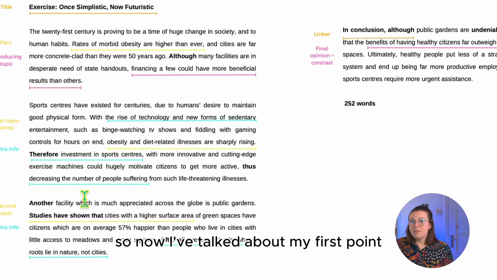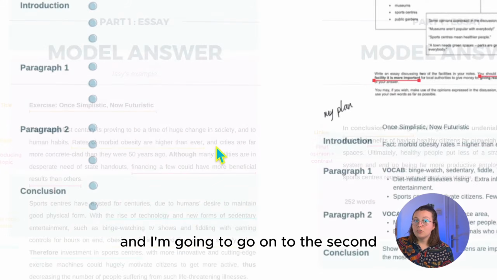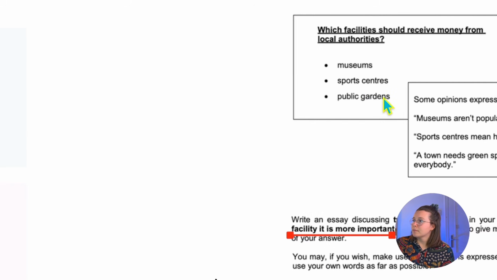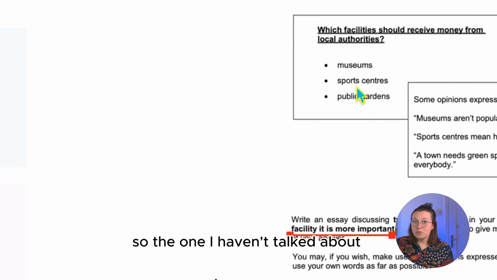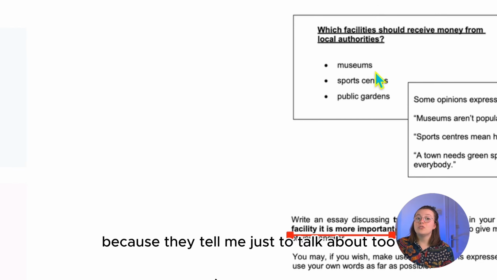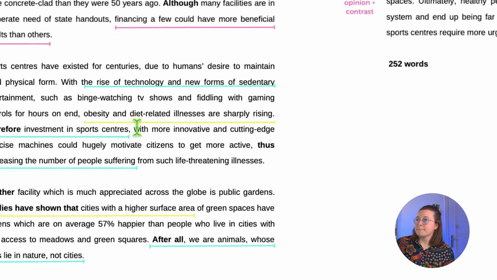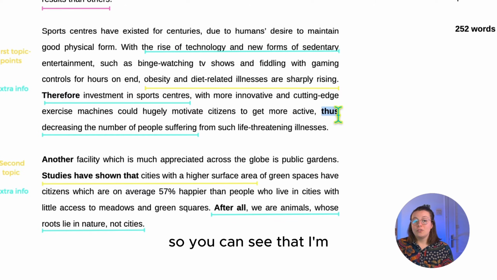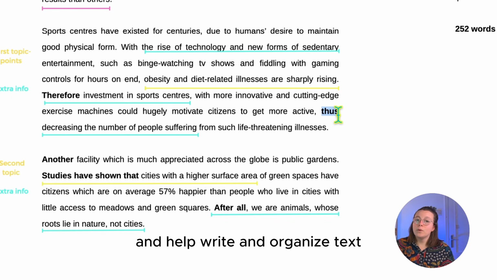So now I've talked about my first point, which is sports centers, and I'm going to go on to the second one, which is public gardens. So the one I haven't talked about at all is museums, and it's fine. I don't have to because they tell me just to talk about two. Now, I've highlighted lots of linking words here, so you can see that I'm trying to make it clear that I'm giving examples and help write and organize text.